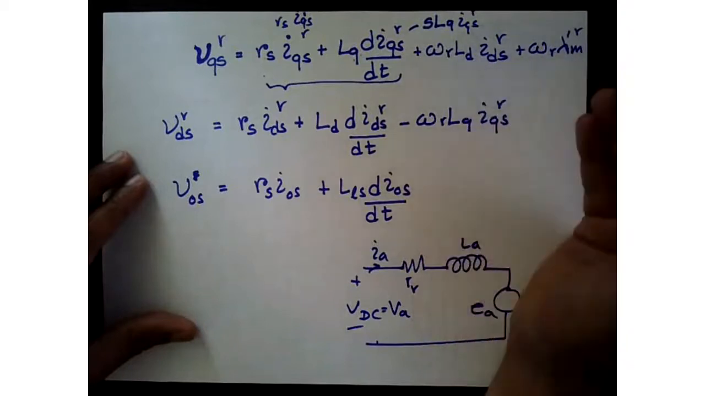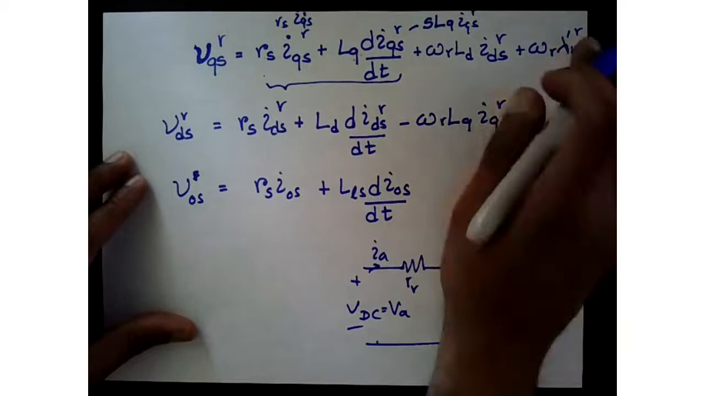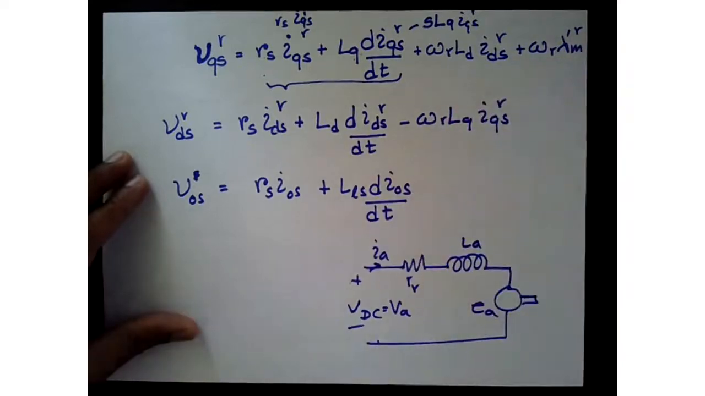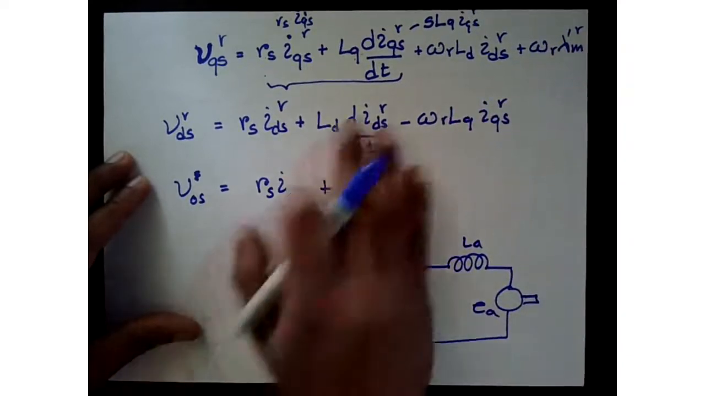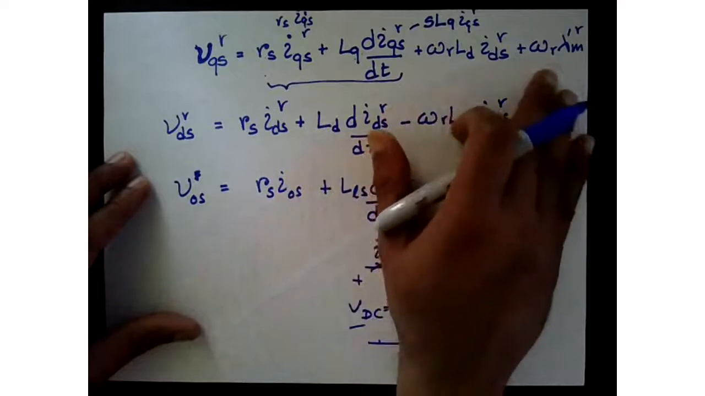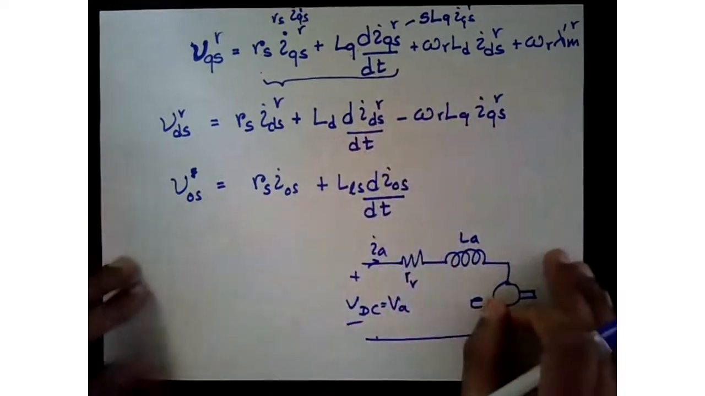We can treat them as a voltage. And that's another reason we call this a brushless DC, because it looks like a DC motor in the transformation.